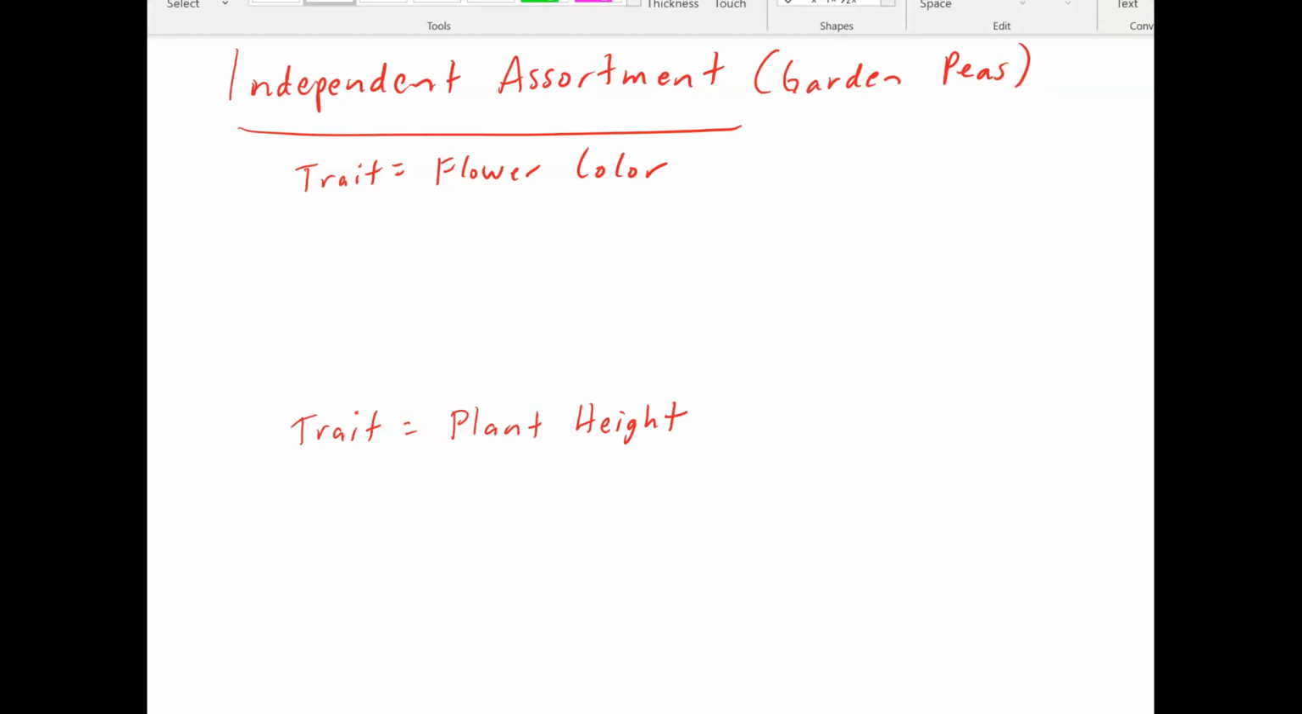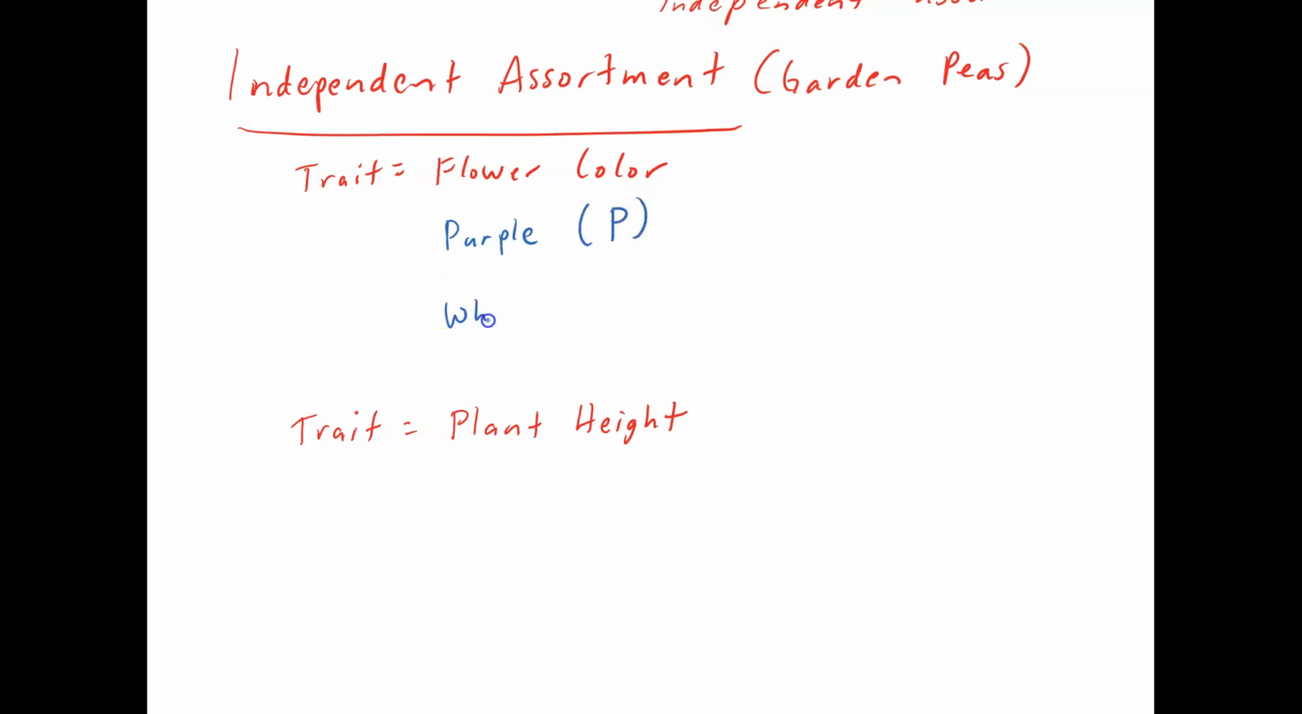So if we had our first trait, which is flower color, we might have purple flowers, which were dominant, so that would be big P, right? And then we might have white flowers, which were recessive, which is going to be a little p. And then for plant height, we had tall, which we denoted with a big T. And then we had short, which was recessive, and we denoted that with a little t.